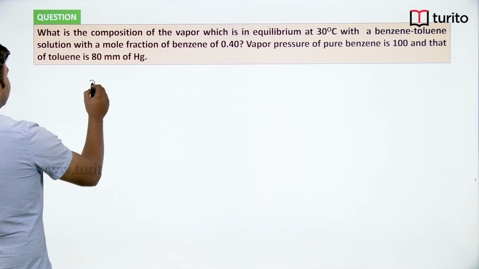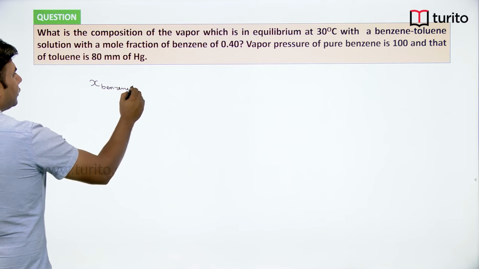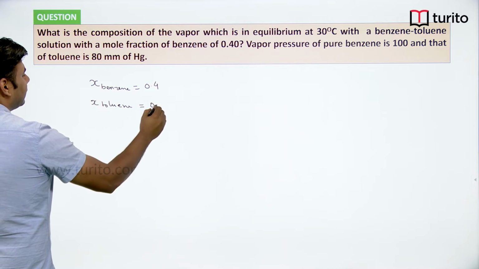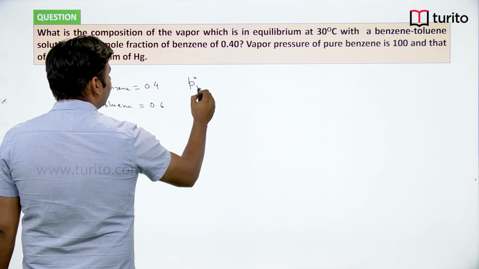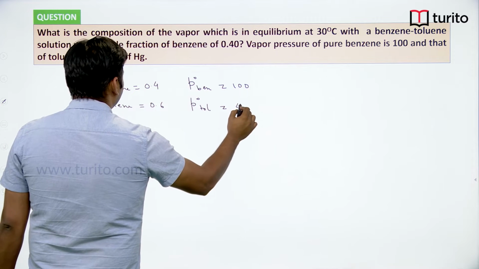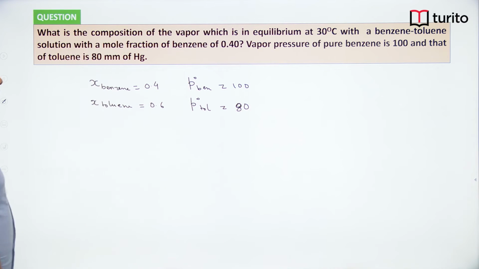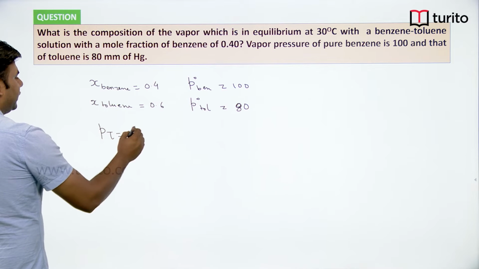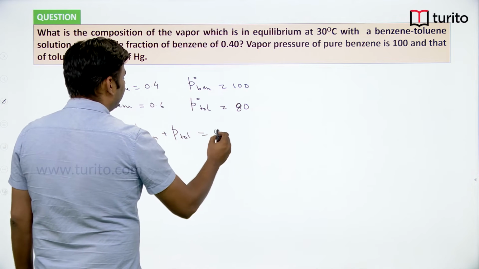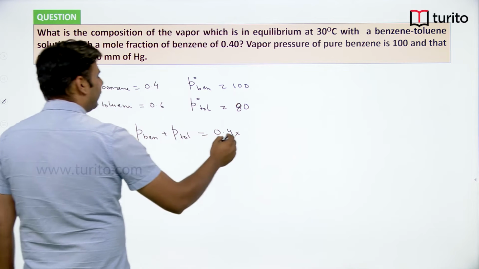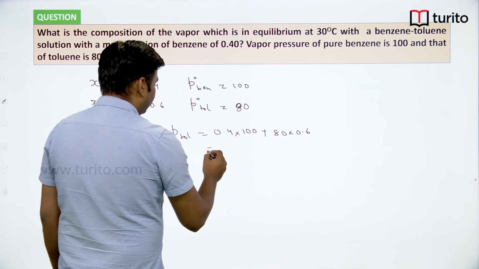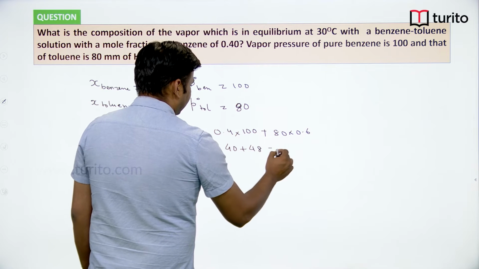So the mole fraction of benzene in the liquid phase is given to us as 0.4, so that of toluene would be 0.6. We have been given the pressure of pure benzene as 100 and of toluene as 80 mm of Hg. So we can calculate the total pressure. The total pressure would be the sum of the partial pressures of benzene as well as toluene. So this would be 0.4 into P naught benzene, that is its mole fraction, plus P naught toluene into its mole fraction. So this would be 40 plus 48, so that is 88.